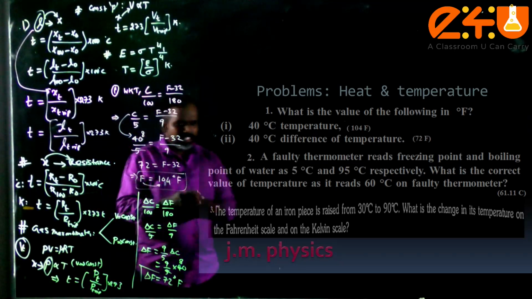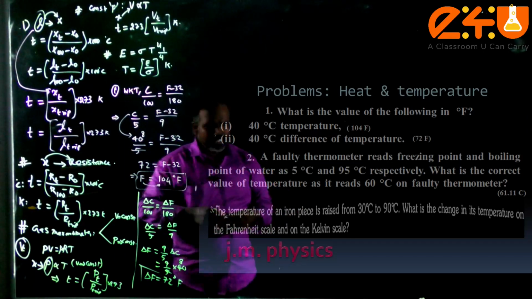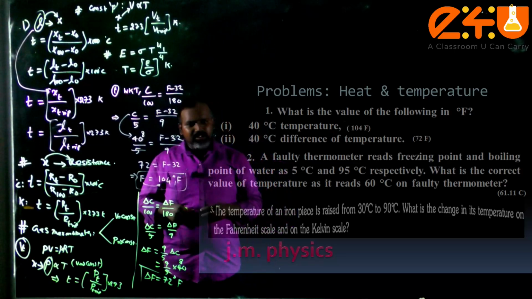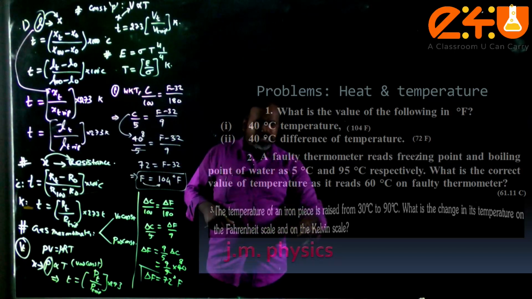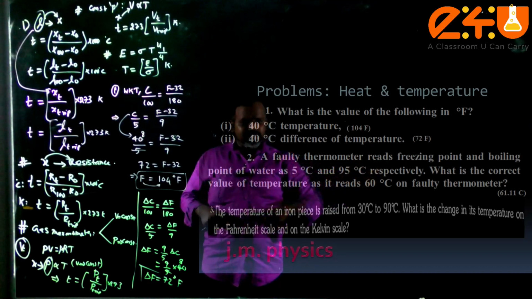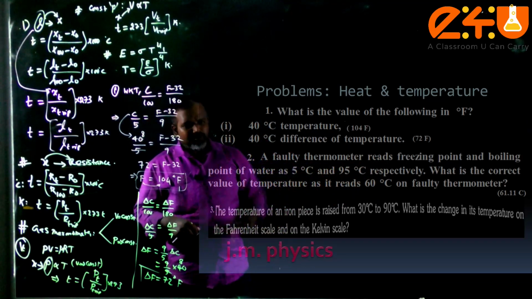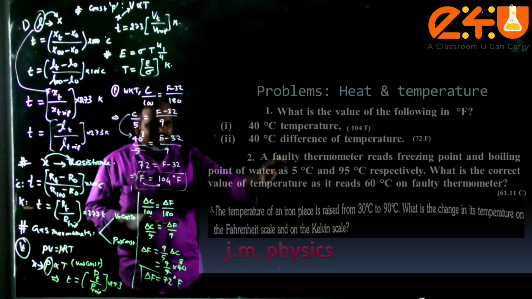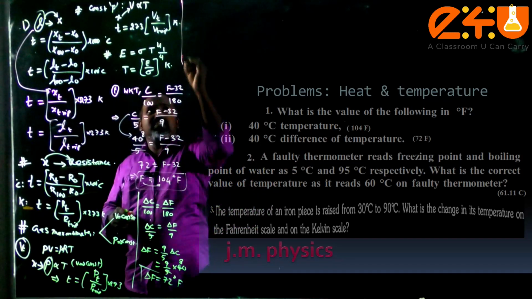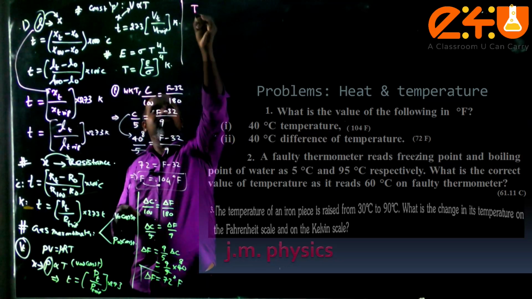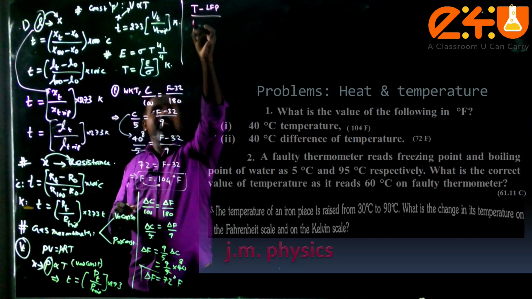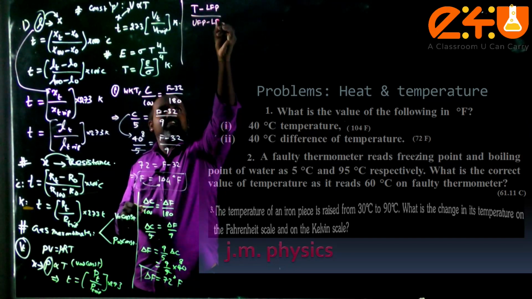Now please go to the second question in the same slide. A faulty thermometer reads the freezing point and boiling point. As we said, the freezing point or ice point is called LFP, lower fixed point, and the boiling point is the upper fixed point. So this is any arbitrary temperature scale. We get the expression for any arbitrary temperature scale: T minus LFP divided by UFP minus LFP.